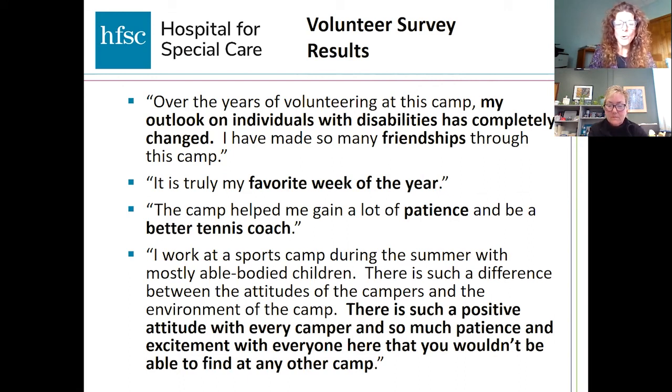And again, this last quote, I'm just gonna speak on the bolded part. There is such a positive attitude with every camper and so much patience and excitement with everyone here that you wouldn't be able to find at any other camp.